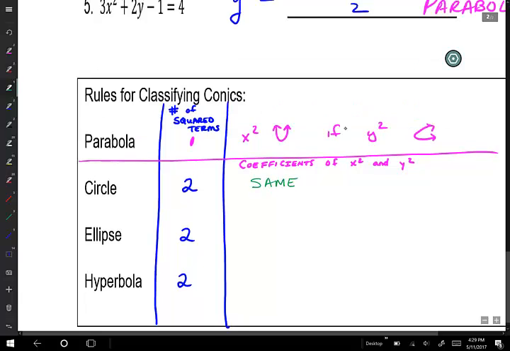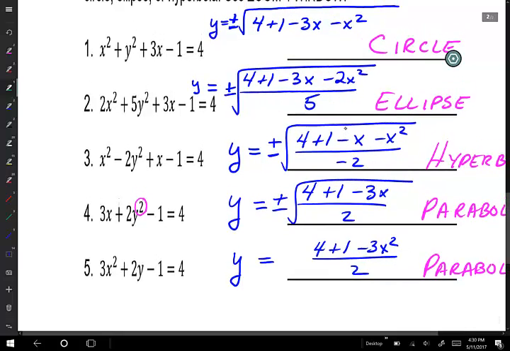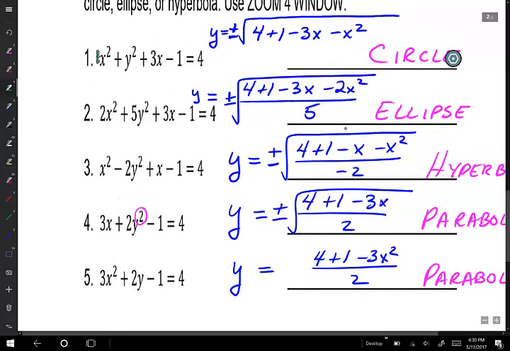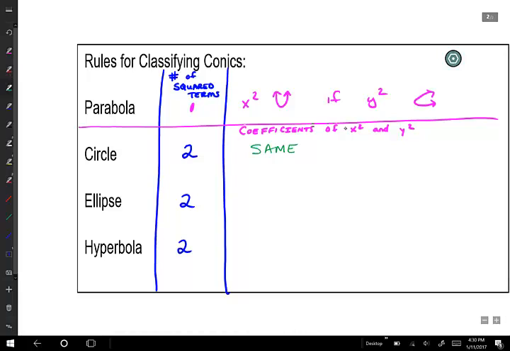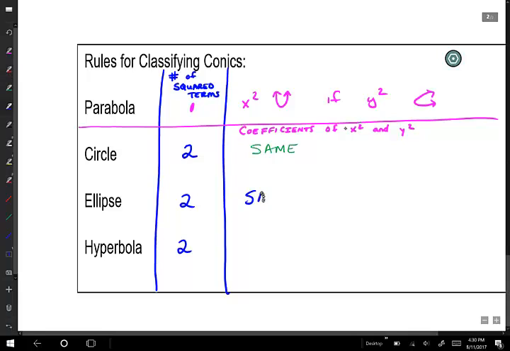So let's come back up here to the top, and I want you to notice the one for the circle. The coefficients were 1 and 1. Those are the same. Now let's look at 2 and 3. On 2, the coefficients are 2 and 5, and on 3, the coefficients are 1 and negative 2. Maybe you see a pattern there, but for an ellipse, the coefficients are going to have the same sign, either both positive or both negative.